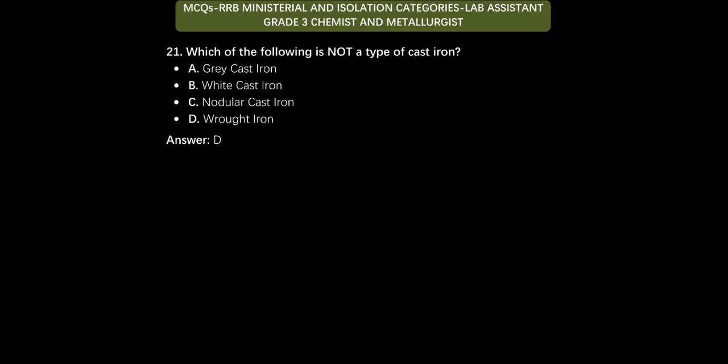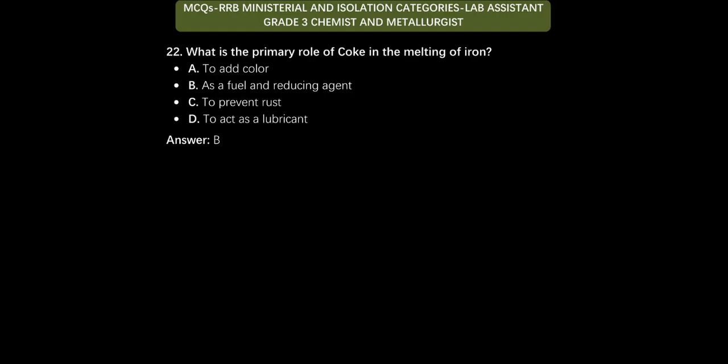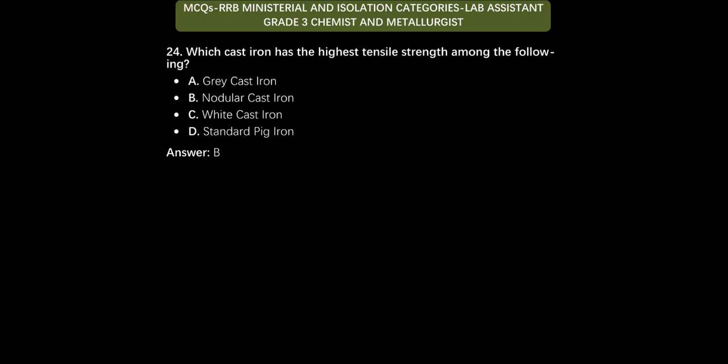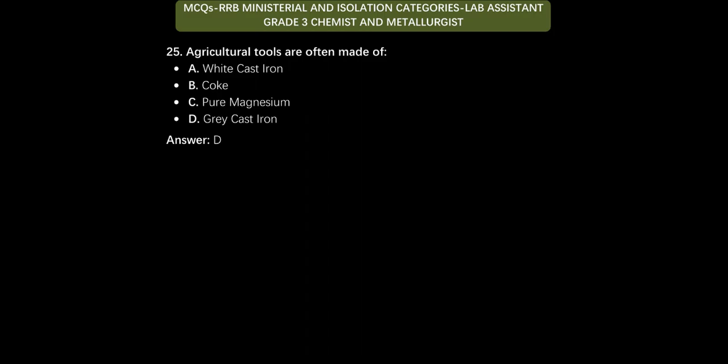Which of the following is not a type of cast iron? Option D, wrought iron. What is the primary role of coke in the melting of iron? Option B, as a fuel and reducing agent. Grey cast iron is relatively option C, inexpensive. Which cast iron has the highest tensile strength among the following? Option B, nodular cast iron.